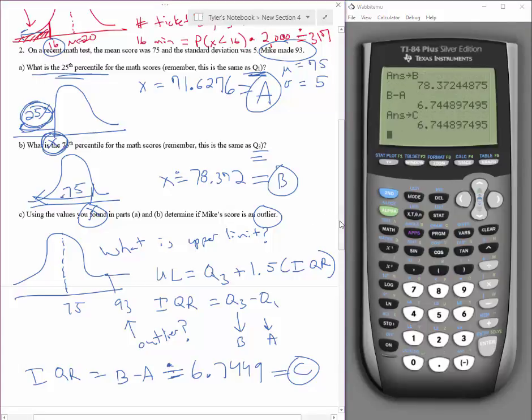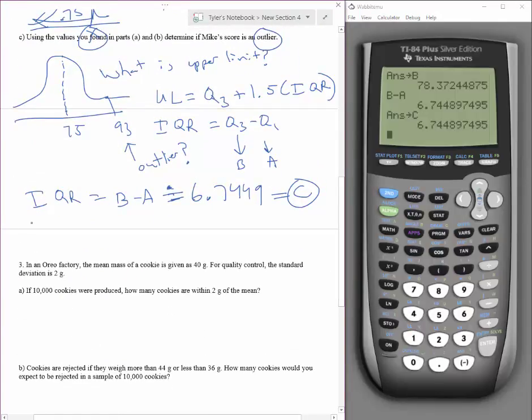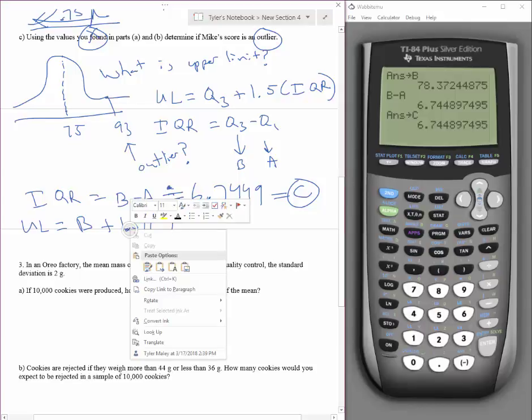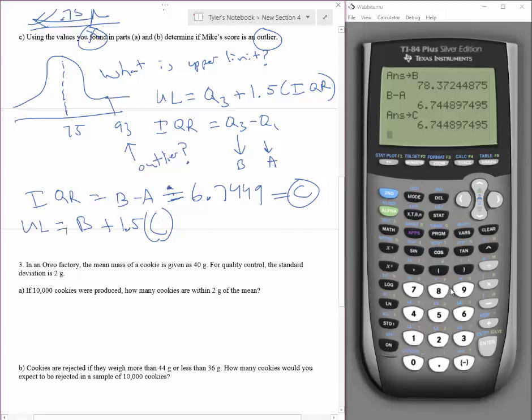Now when I want to find the upper limit, the upper limit is equal to Q3, which I stored as variable B. So in my calculator, I'd put in B plus 1.5 times C. That is how I put it in my calculator using the variables I stored. So if I go alpha B plus 1.5 times C, I get the upper limit of roughly 88.49, right?